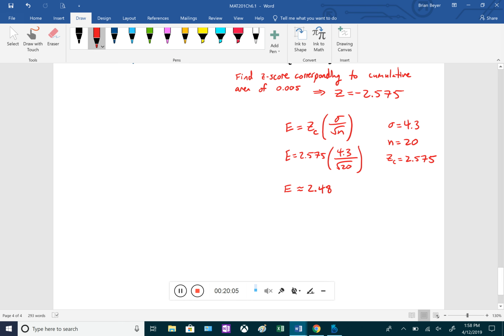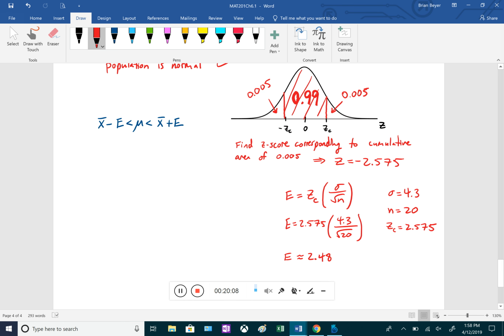Now we have to go back up to what we were starting to do. We're looking for this confidence interval, x bar minus e and x bar plus e for the endpoints. The x bar that we found was 24.1 minus e, which was 2.48, and the population mean is going to be between that and 24.1 plus 2.48. So we subtract those and we add those, and we get 21.62 on the left. So mu is greater than that, and it is less than 26.58.